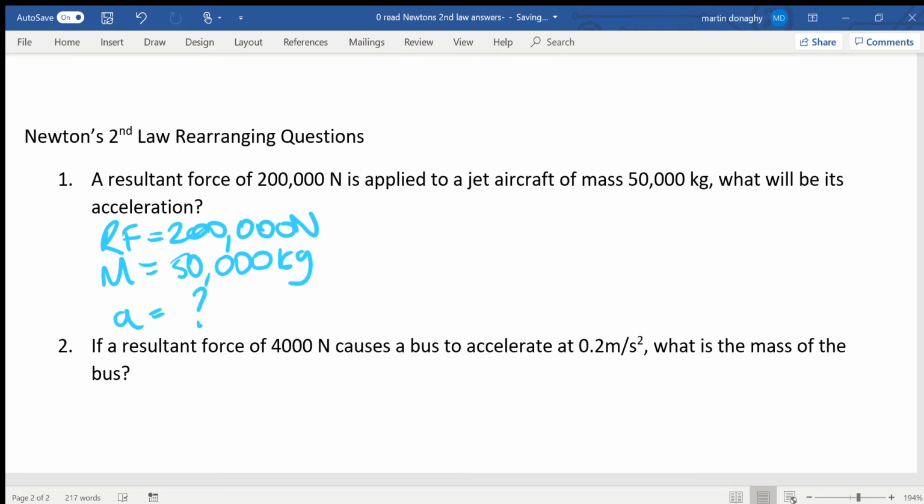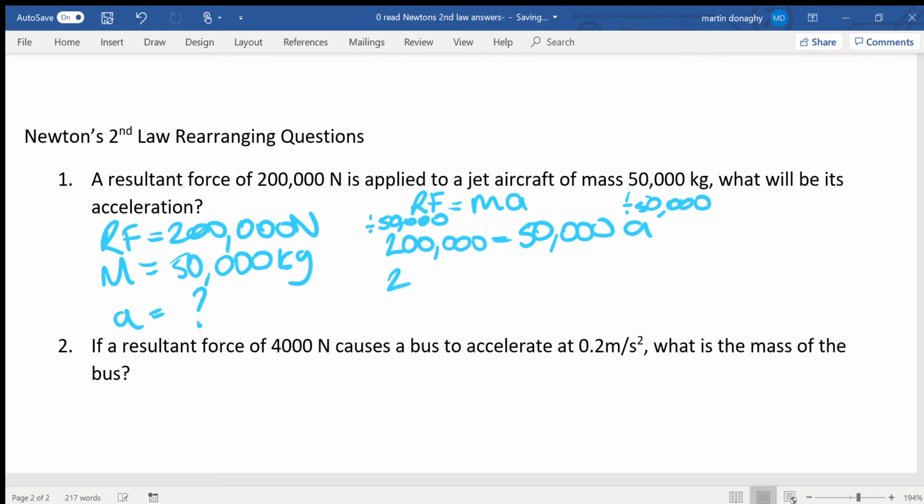So I wouldn't rearrange the equation before I put my numbers in. I would always write out the equation exactly the way we learnt it, and that's in your notes. I would then put in my values. So the resultant force was 200,000. The mass is 50,000 times the acceleration. But I don't want to know what 50,000 accelerations are. I want to know what one acceleration is. So I divide this side by 50,000. But if I do that, I have to divide the other side by 50,000.